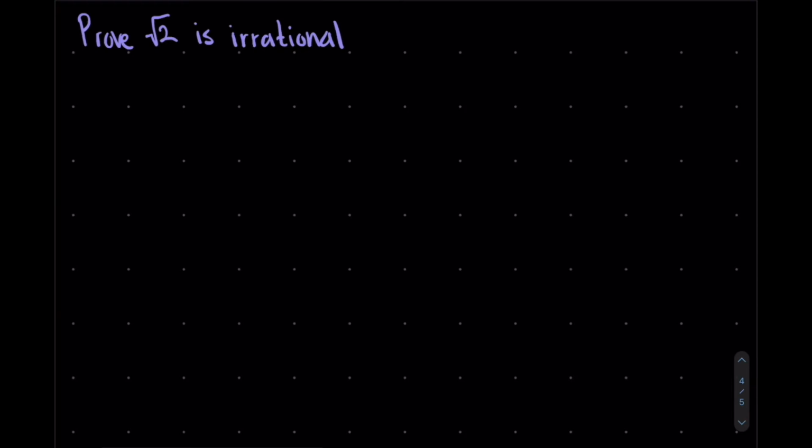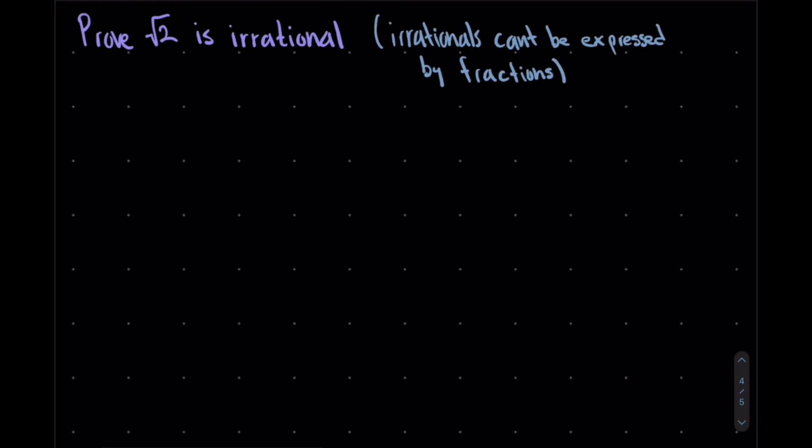We're asked to prove that the square root of 2 is irrational. And a quick reminder for those of you that have forgotten, irrationals are just numbers that can't be expressed in the form of a fraction, where both the numerator and denominator are integers.